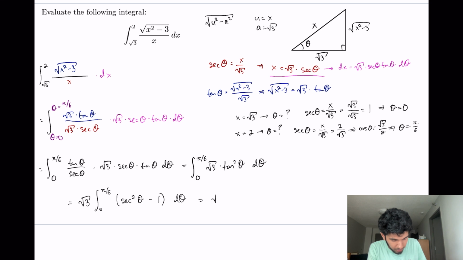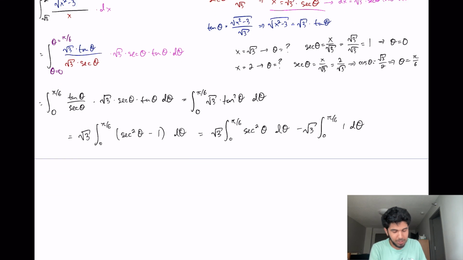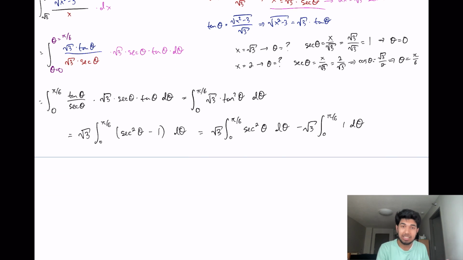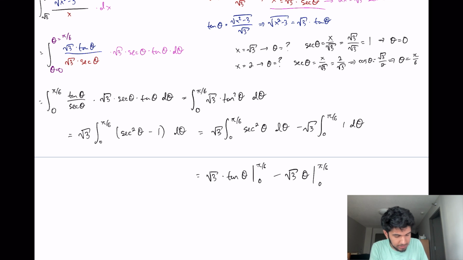This integral can break apart into two integrals. I like to do that because it keeps things clean for me. And this second integral here should be pretty easy to solve on our own. But the first integral, the integral of secant squared of theta, is simply just tangent of theta. So this will be equal to the square root of 3 times tangent of theta, evaluated from pi over 6 down to 0, minus square root of 3. The integral of 1 is simply just theta, because we're in the world of theta. And that's evaluated from pi over 6 down to 0.